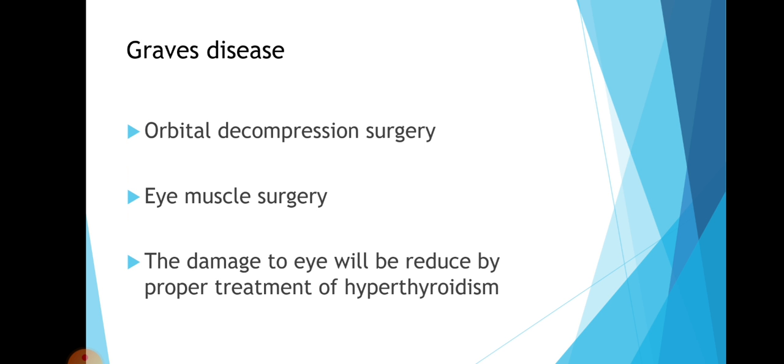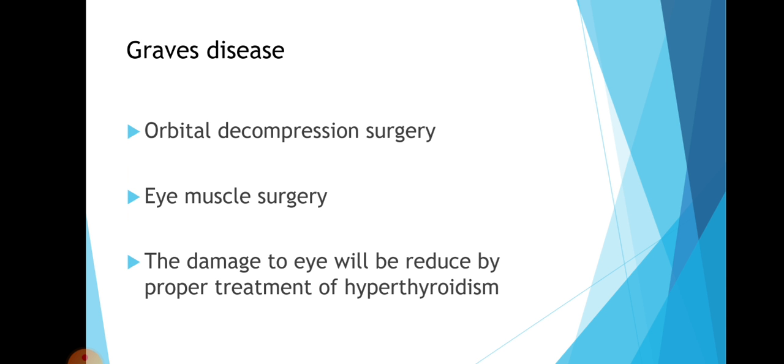So Graves disease. How to treat this Graves disease? Here first of all orbital decompression surgery is there. Here the doctor will remove bone between the eye and sinus. So it improves vision and provides space for the eye to get back to its previous position.